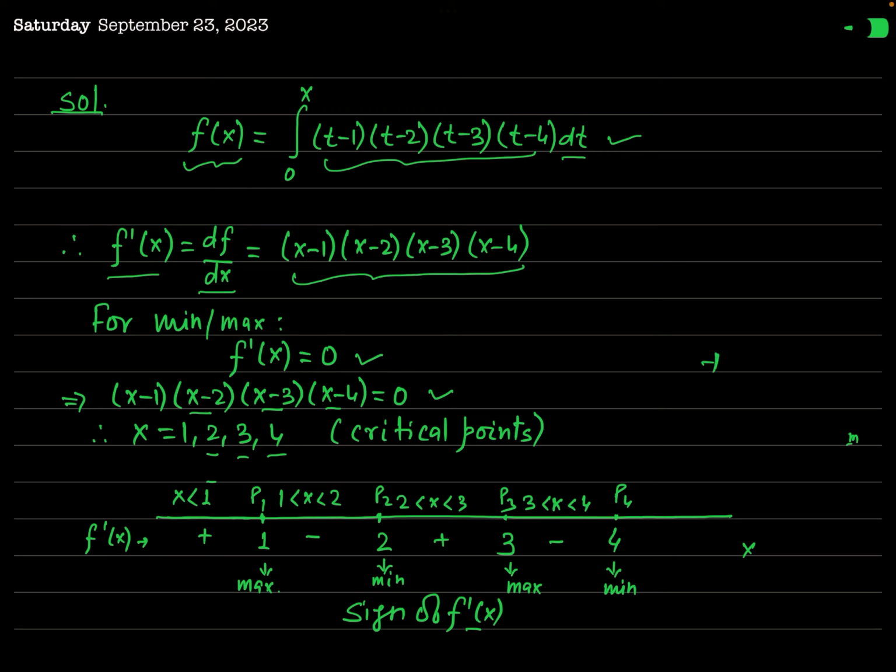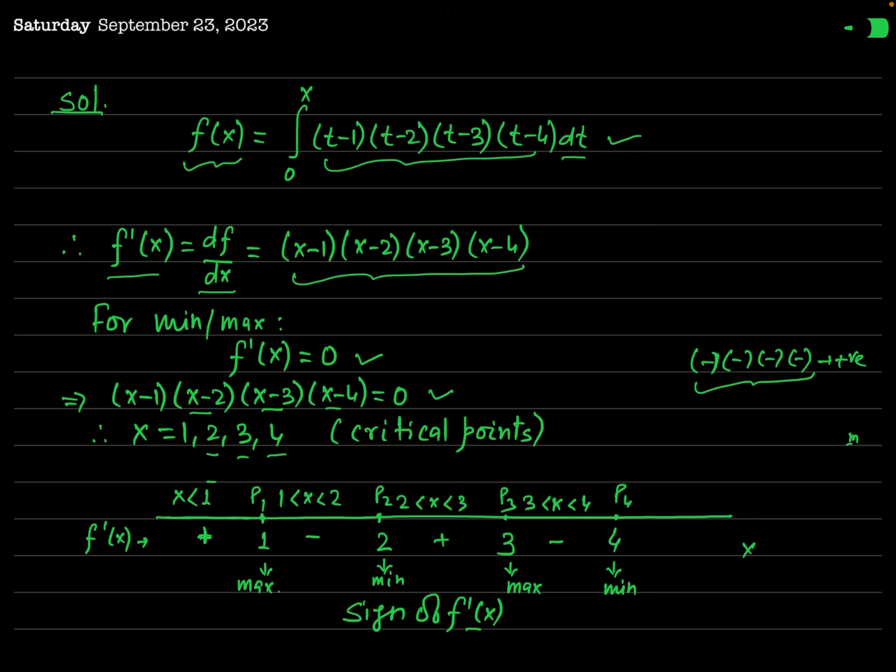And when you multiply these, minus times minus times minus times minus, all 4 factors are negative. So when these 4 factors are multiplied, the value will become plus, because minus minus is plus. So you can say that f dash of x has a positive value when x is less than 1. And at x equal to 1, you know this f dash of x is 0.